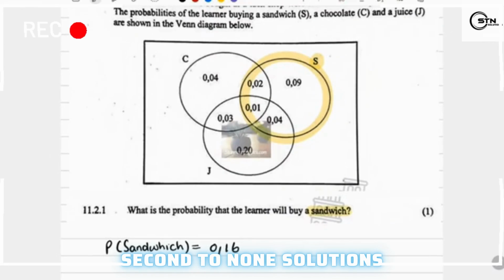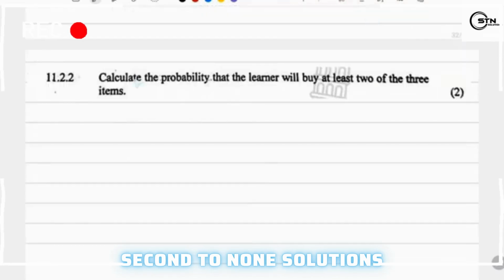Okay, moving on to the next question. 11.2.2 says, calculate the probability that the learner will buy at least 2 of the 3 items. So calculate the probability that the learner will buy at least 2 of these items.